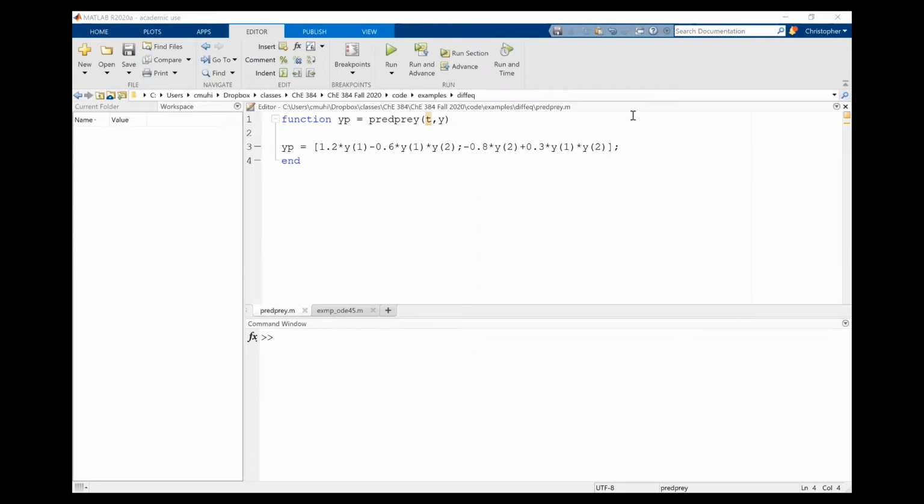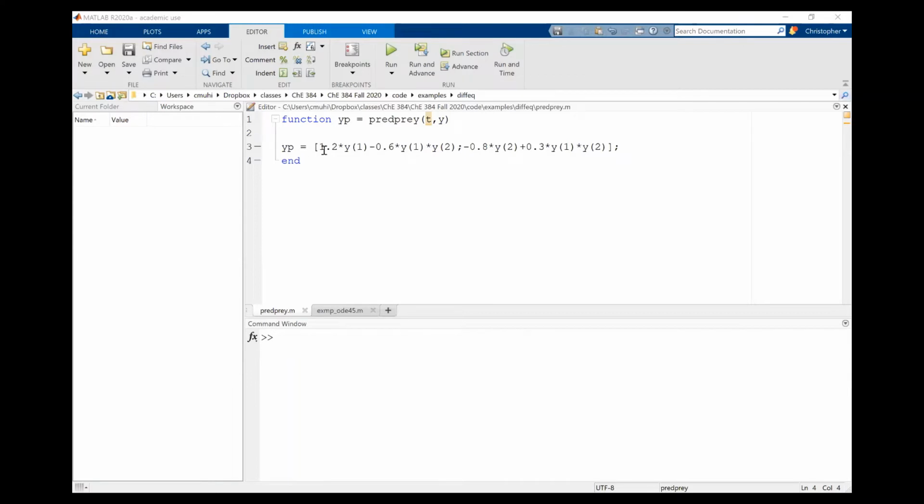So here we are in MATLAB. The first thing is to implement our function that's going to calculate my derivative. In this case, I'm going to call it pred-prey, just like we did the last time. Here, I'm going to take in t and y, and I'm going to return the derivatives of my two equations. So I have to stack them because I have two equations. So I'm going to put one on one row.